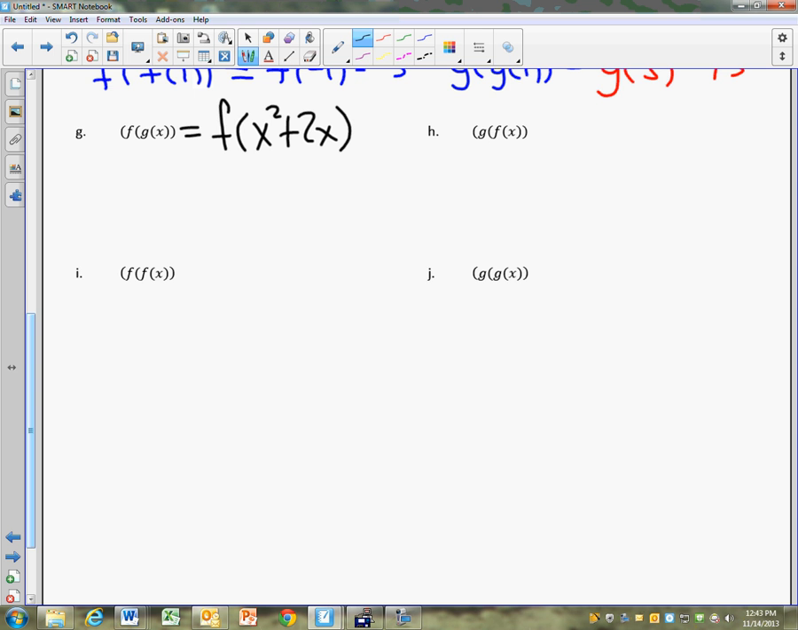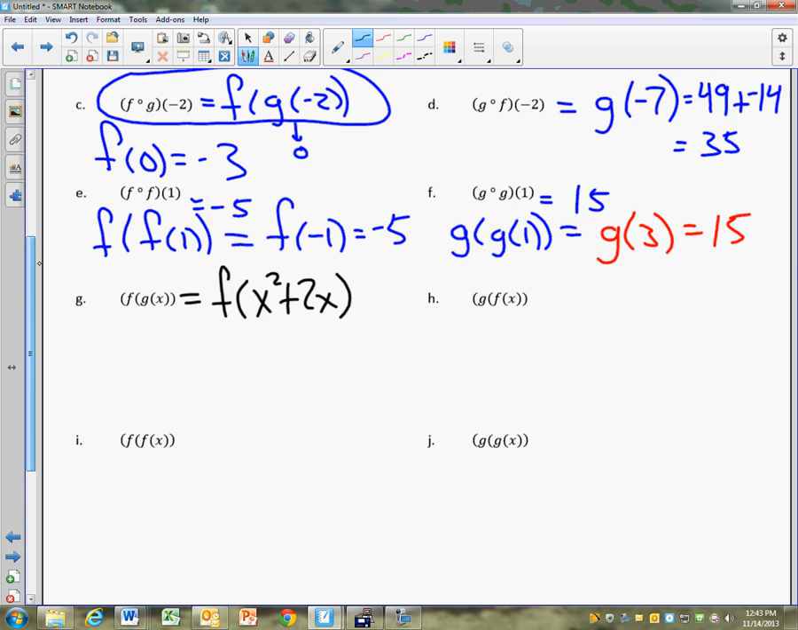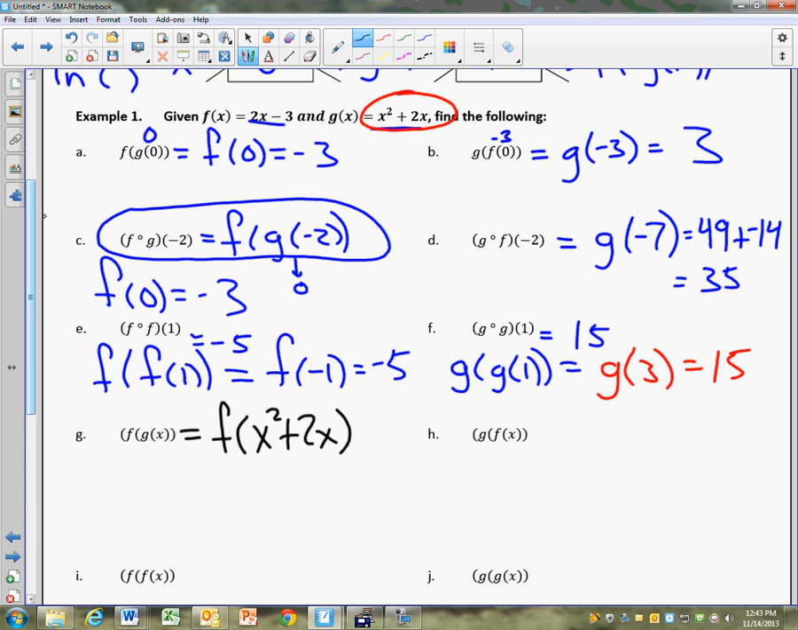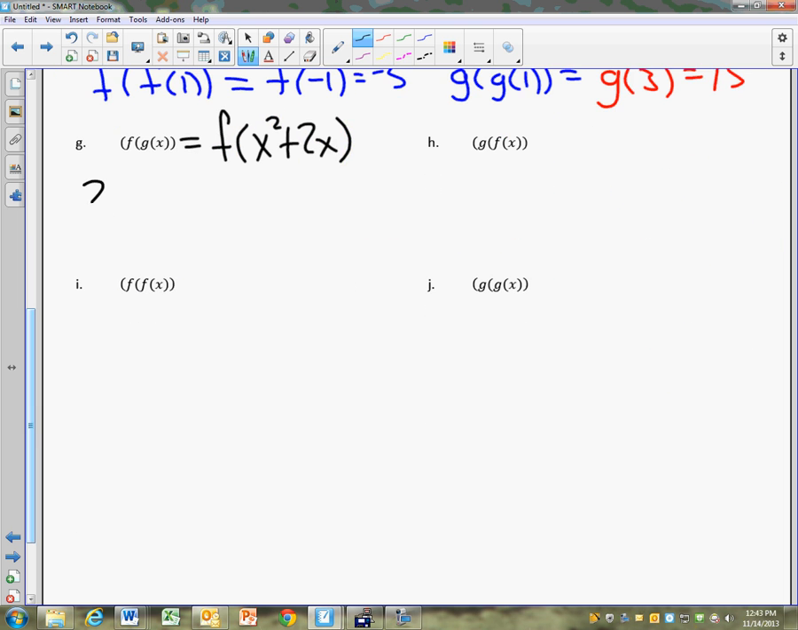So now I take that and plug it in. I go up to my f function, okay? I'm going to take this x squared plus 2x piece, and plug it in for the x right there. And so what you get is this: 2 times something minus 3. And what is the something I plug in there? X squared plus 2x. That's what goes in. Now, can we simplify that a little bit? Sure can. Distribute, we get 2x squared plus 4x minus 3.